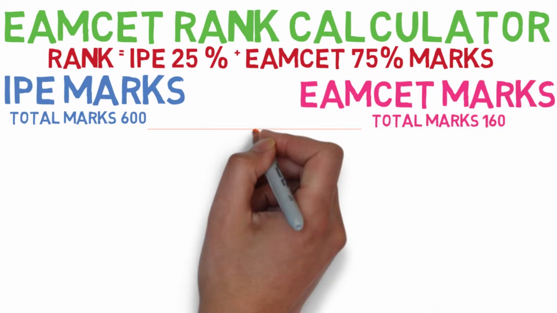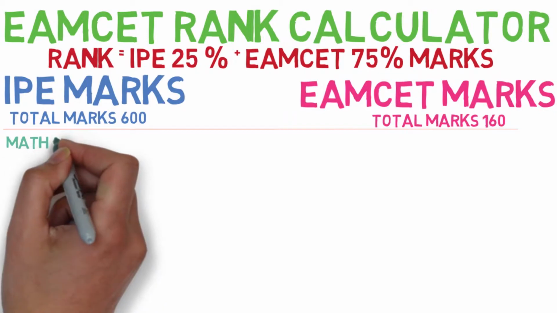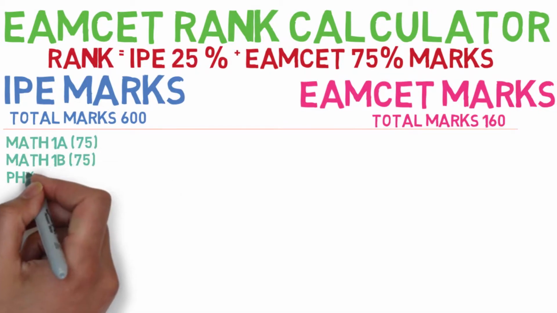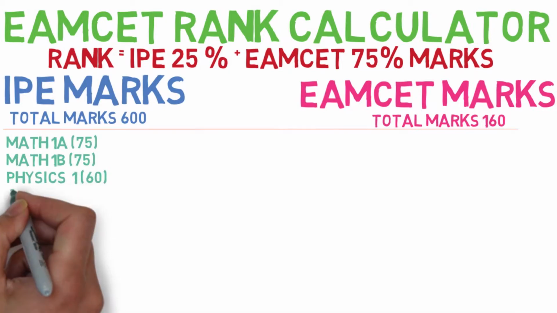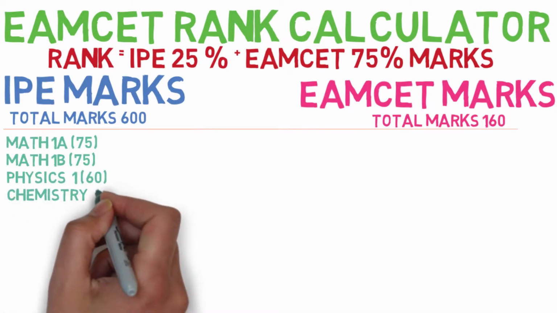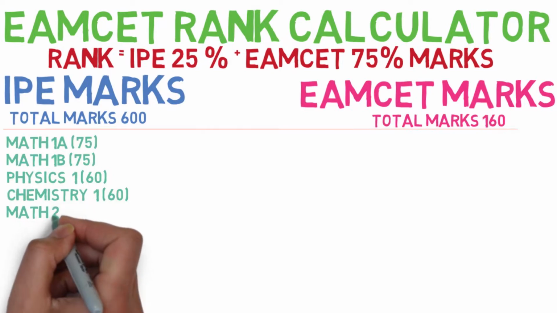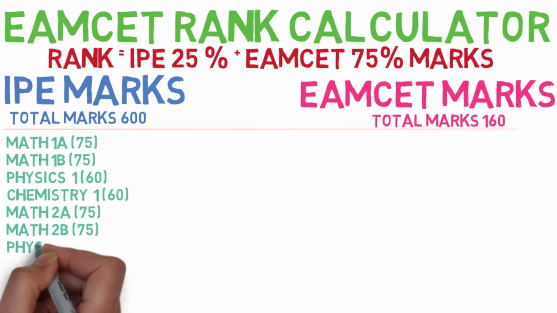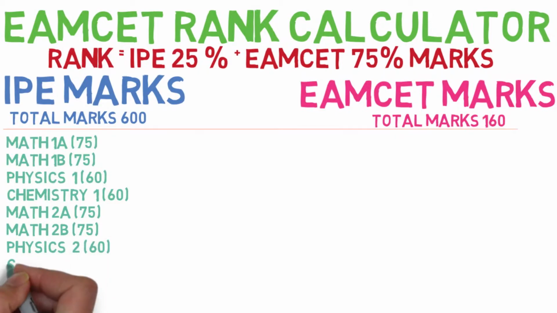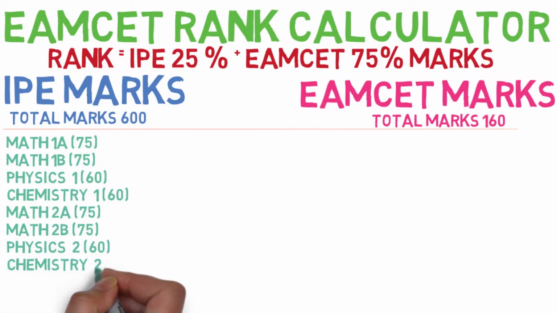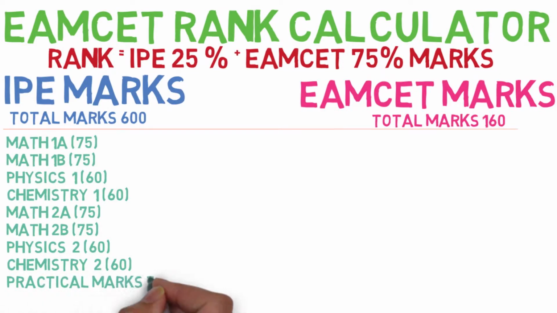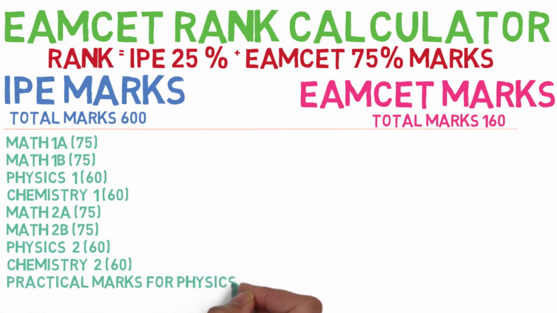The marks of IPE are based on Mathematics 1A 75 marks, 1B 75 marks, Physics 60 marks, Chemistry 60 marks, and Mathematics 2A 75 marks, Mathematics 2B 75 marks, Physics 2 60 marks, Chemistry 2 60 marks. And the practical marks for both Physics and Chemistry are 30 each. This is a brief explanation of the 600 marks of IPE.